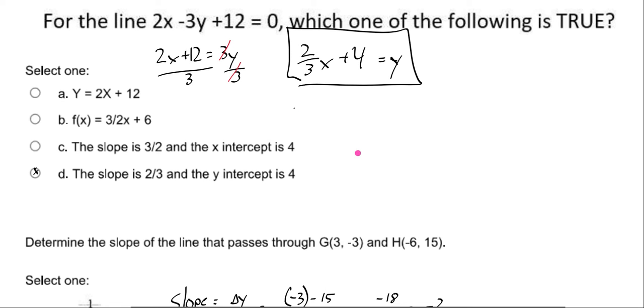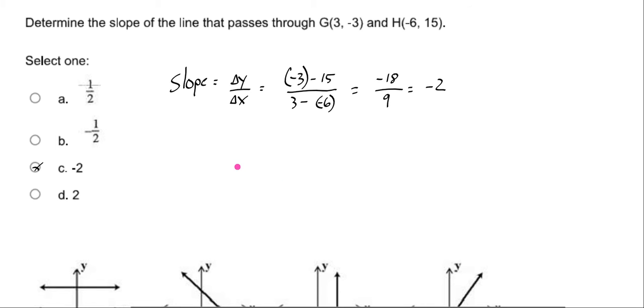We can also check it by just rearranging the equation to find the right form, the y equals mx plus b form. So if we rearrange from general form to y equals mx plus b form, then the slope is 2/3 and the y-intercept is 4, and those two criteria are both met for D.